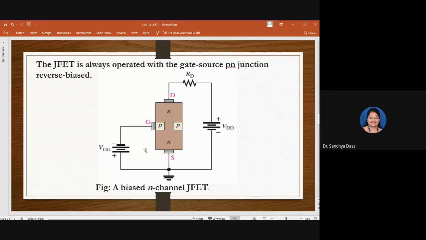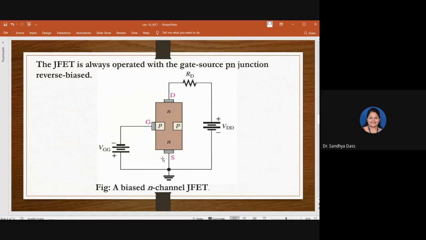So here, how do we control that? The gate and source junction will always be reverse biased. All right. So we will understand all the working of that, how it works. So first, let us consider the state where the gate terminal is grounded. Okay, that is, there is no potential applied across gate and source.